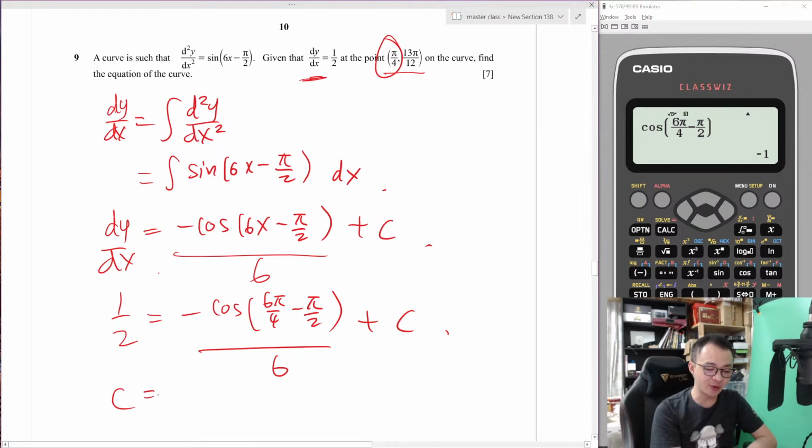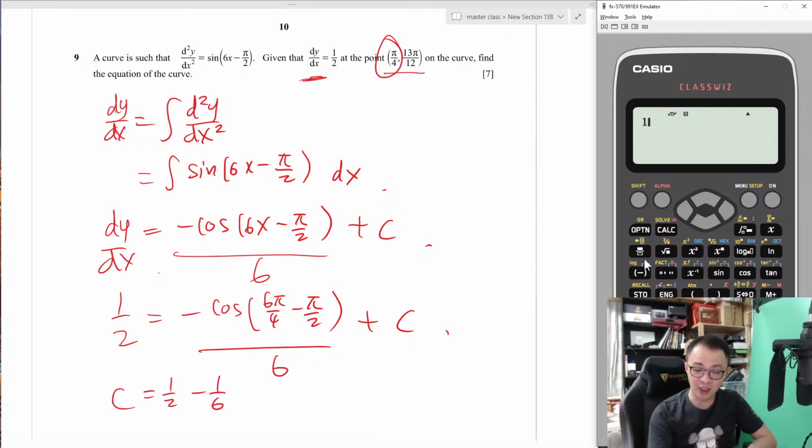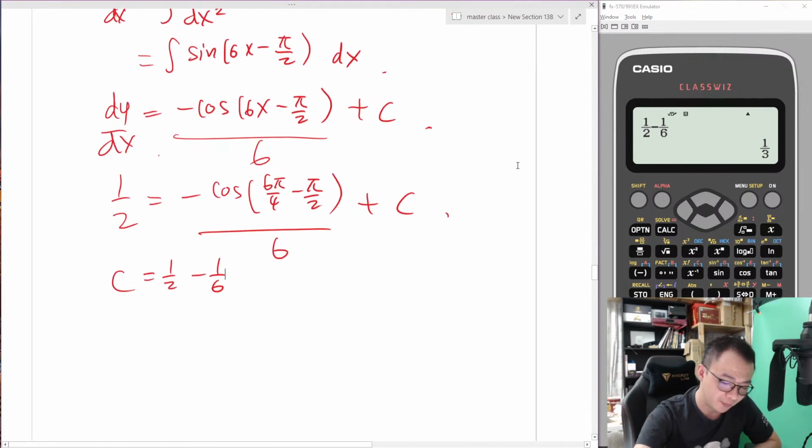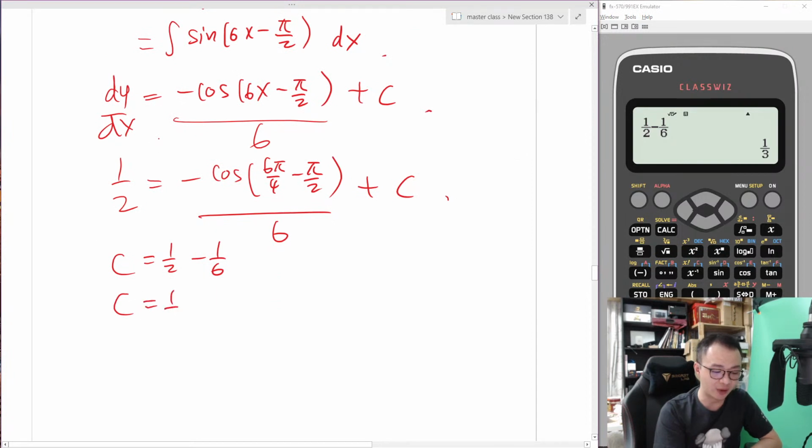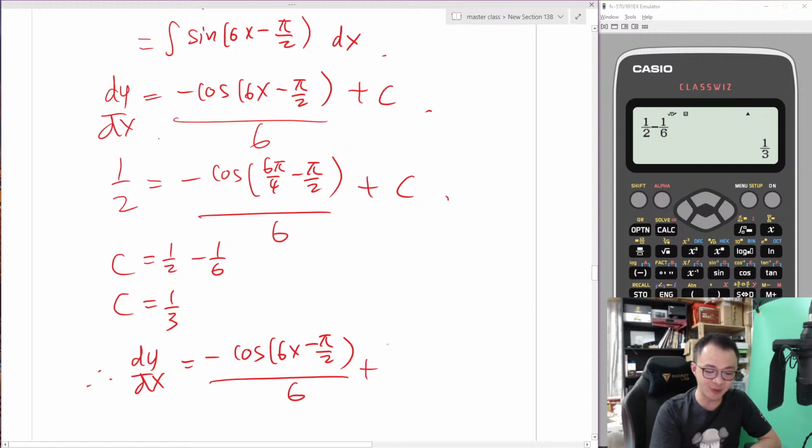So c will equal to 1 over 2 minus 1 over 6. So 1 over 2 minus 1 over 6, you get 1 over 3. Now I got my c already. Then we'll just continue. Then c equals to 1 over 3. I got my whole dy dx. It is basically negative cos 6x minus pi over 2 over 6 plus 1 over 3.